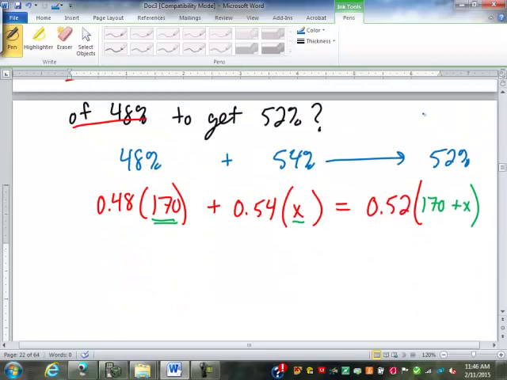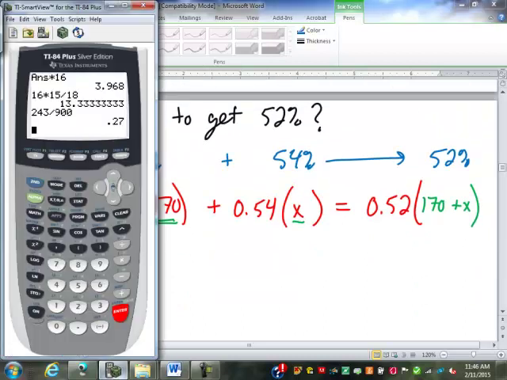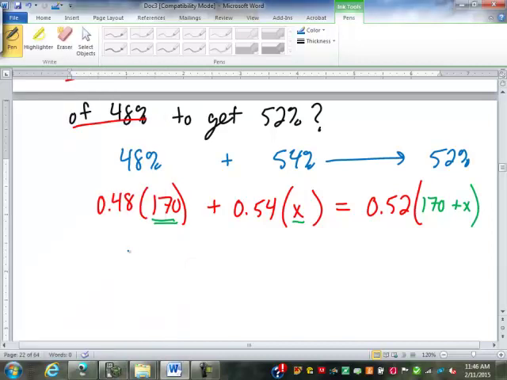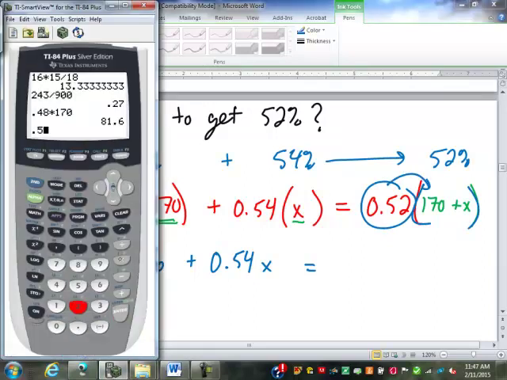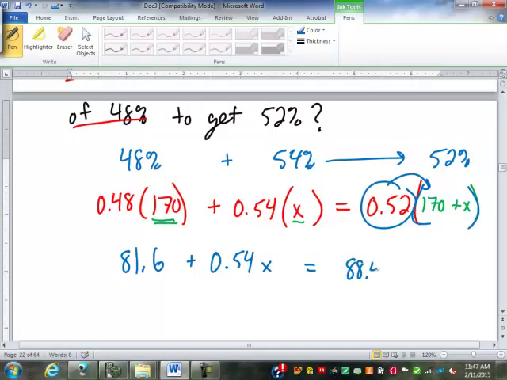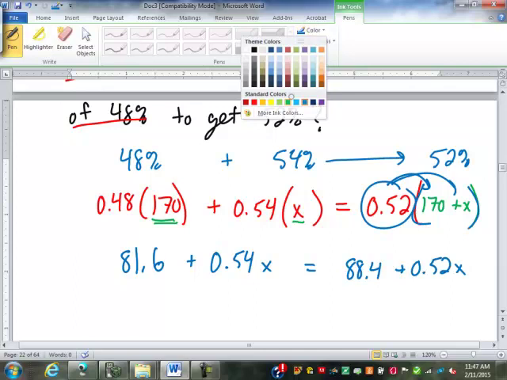And now we're going to simplify our equation and solve. 0.48 times 170 gives 81.6. 0.54 times x is just 0.54x. Over here, we have the parentheses, so we're going to have to distribute the 0.52. 0.52 times 170 is 88.4. 0.52 times x is a positive 0.52x. So now we've simplified whatever we can on each side.